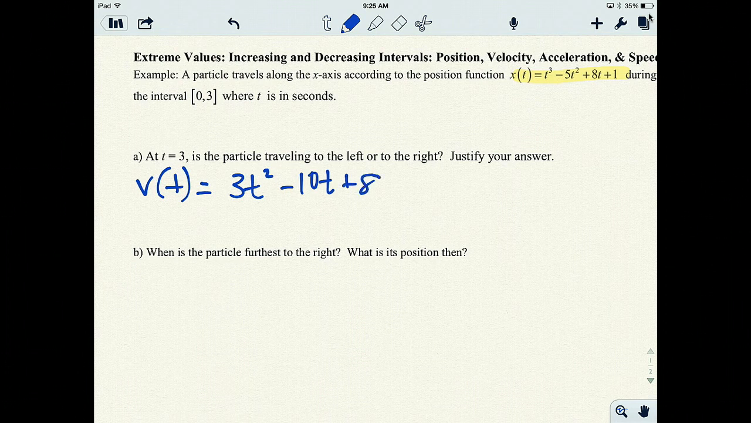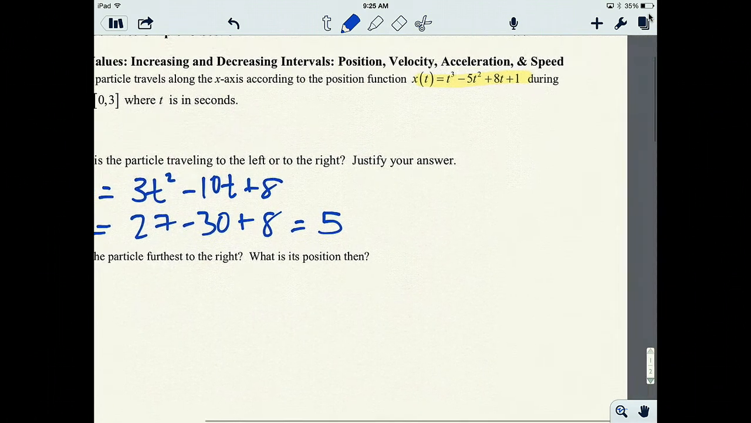And again, it says, what is it at 3? So I'm going to plug in 3 and see if I get a positive or negative number. This is something very simple that you can do in your head. So I get 3 squared, which is 9, times 3 is 27, minus 30, plus 8. If I do my math correctly, that is 5.